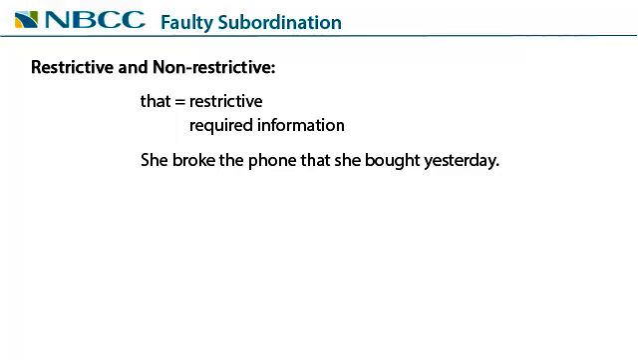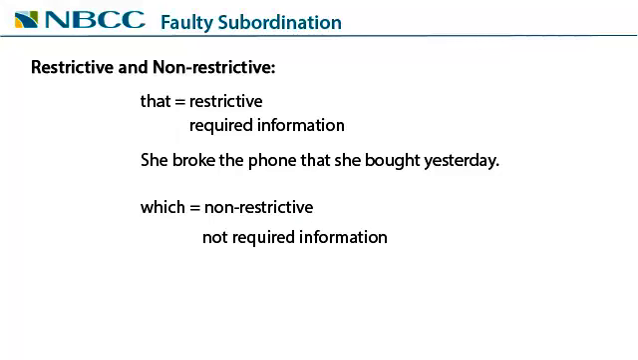For example, she broke the phone that she bought yesterday. It isn't just any phone that she broke, it's the one that she bought yesterday. This is necessary information and it can't be left out because it defines which phone, so it doesn't have a comma. On the other hand, which is non-restrictive, meaning it just adds some extra information.